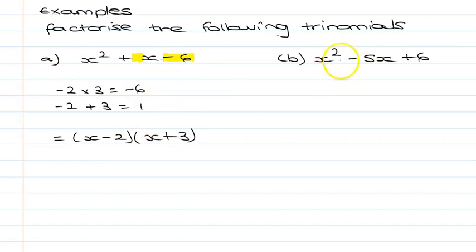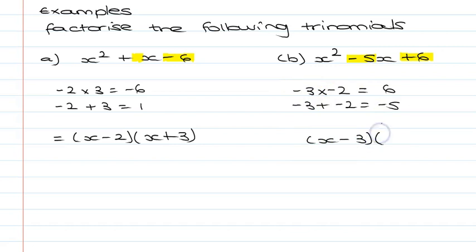Now let's have a go at factorizing this one over here. We've got x squared minus 5x plus 6. Again, we can identify it's a quadratic where the coefficient of x is 1. Two numbers that multiply together to make +6 and also that add together to make -5. So let's have a go. -3 times -2 will give me +6. And again, -3 plus -2 will give me the -5. So our two numbers are -3, so x take away 3, and our second number is x take away 2.